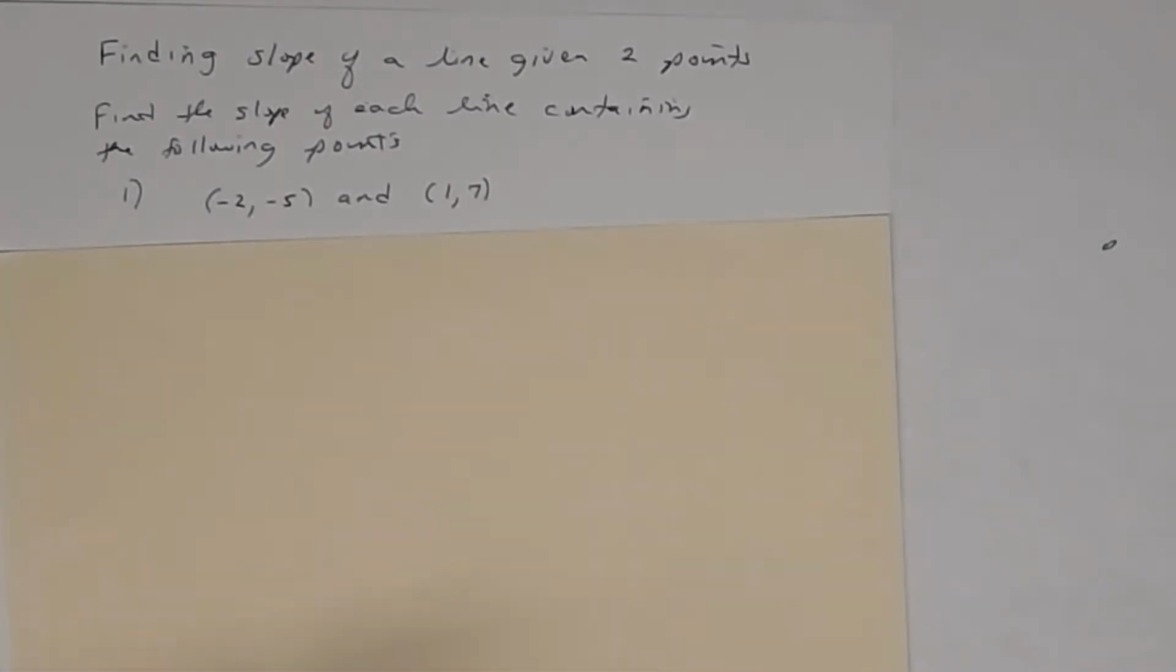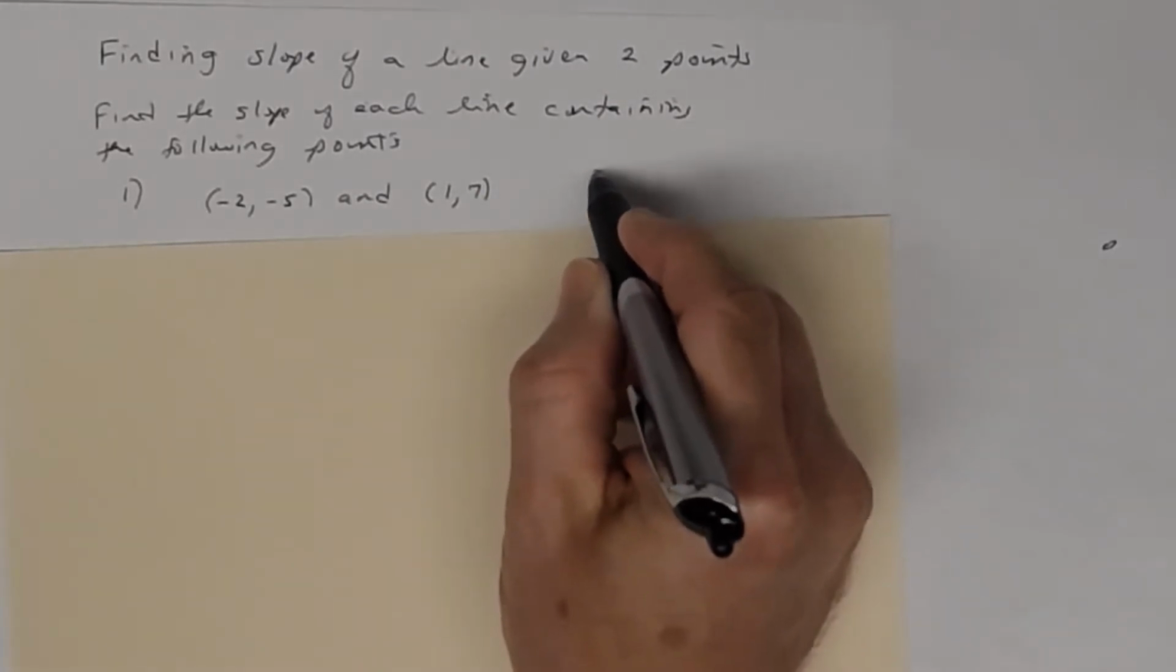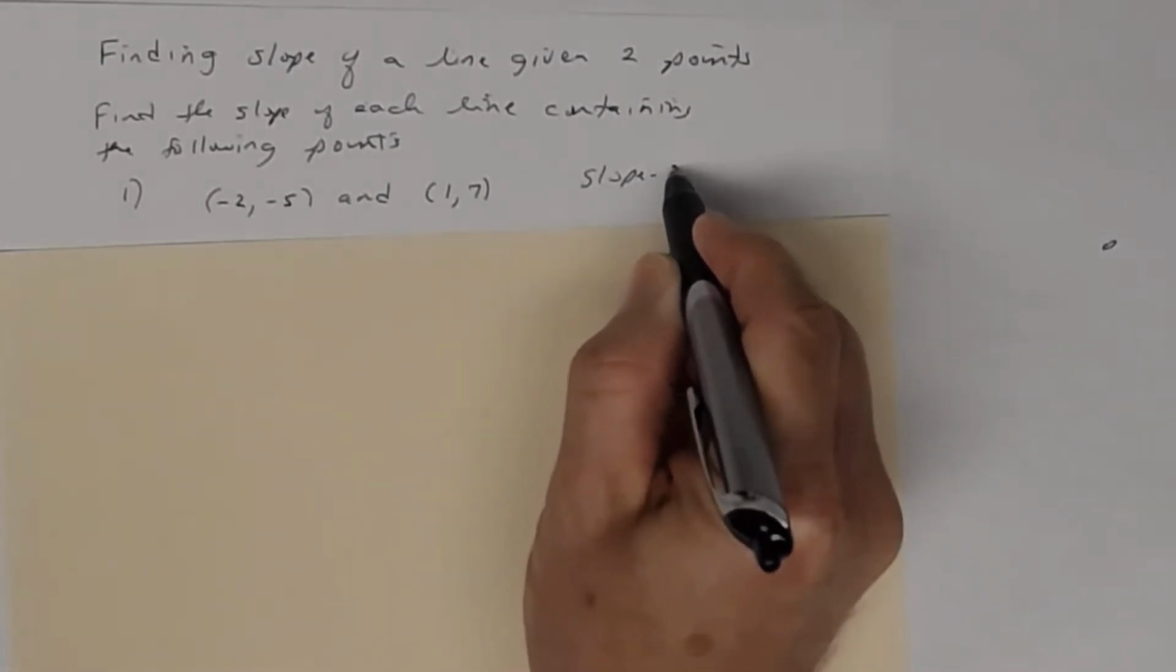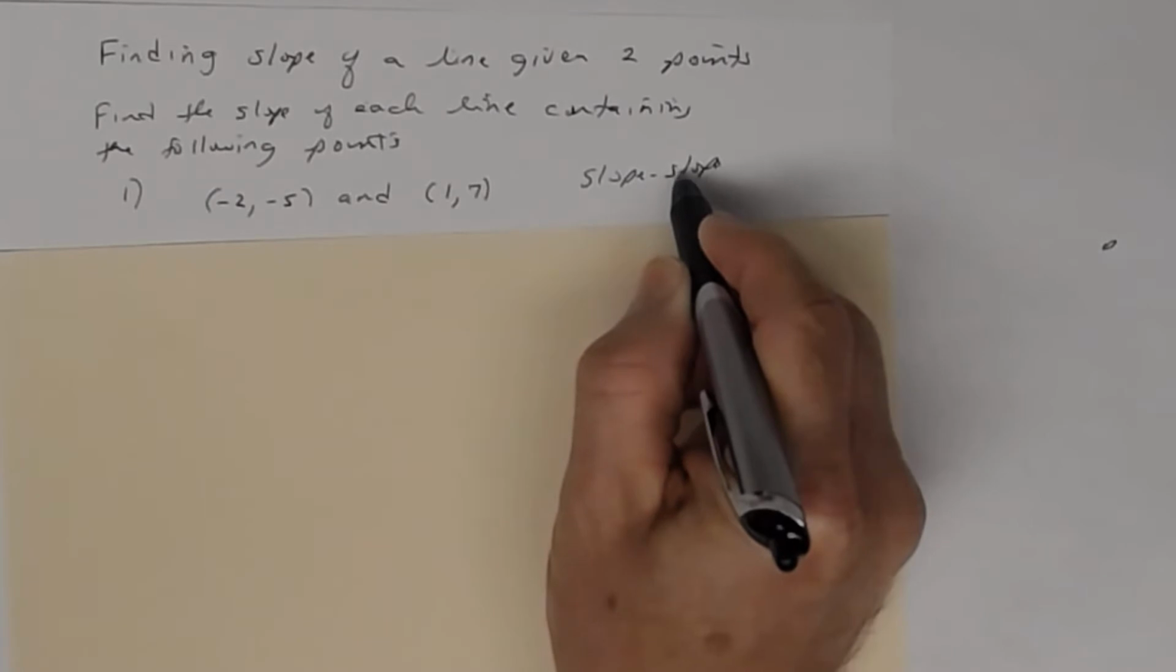So let's go ahead and plot those 2 points, and then we'll talk about how to find the slope of that line and we're going to use the slope formula. So we're going to look at what's called the slope formula. All right, slope formula.